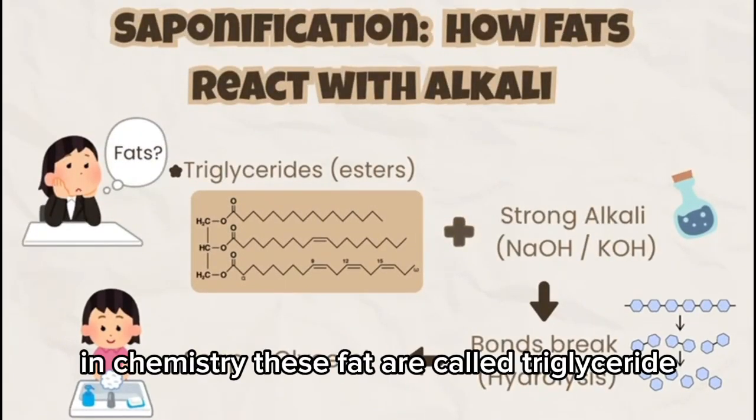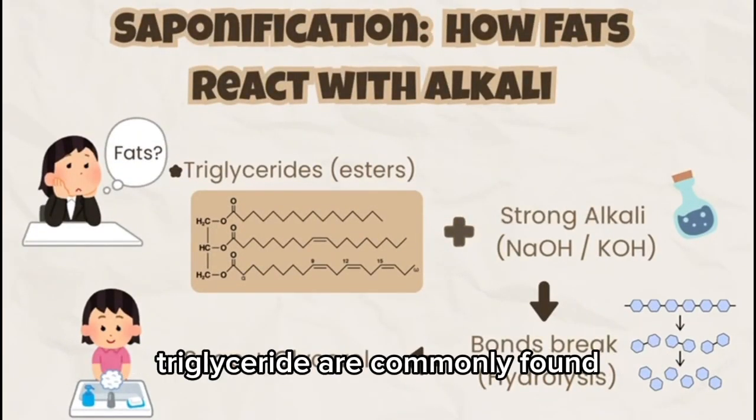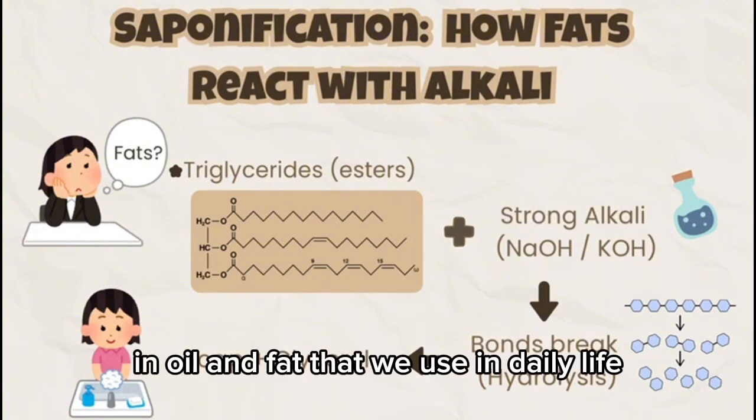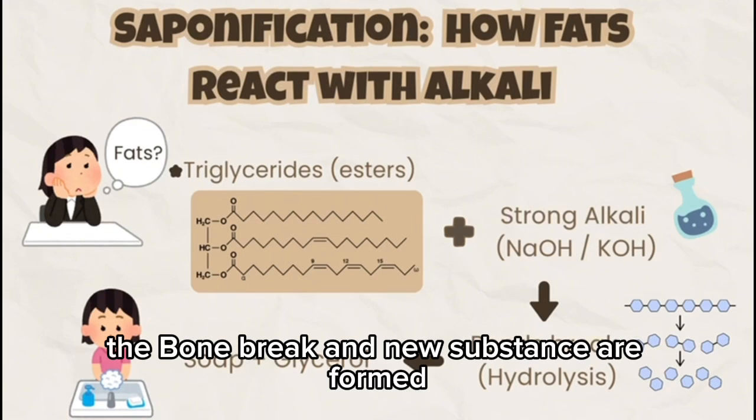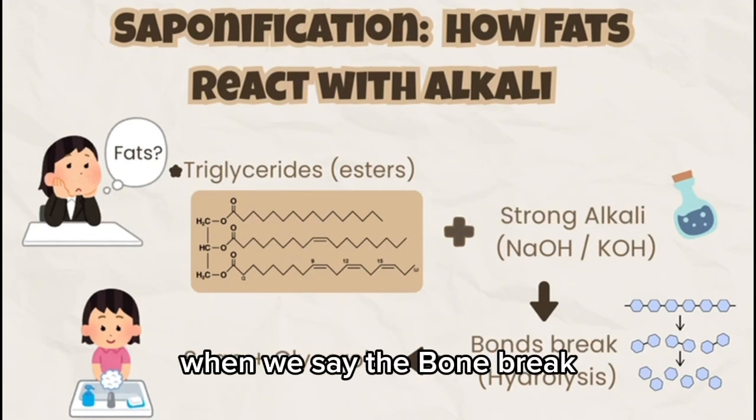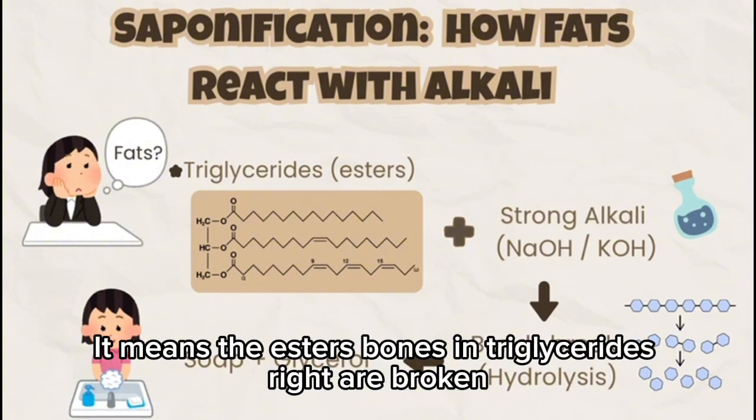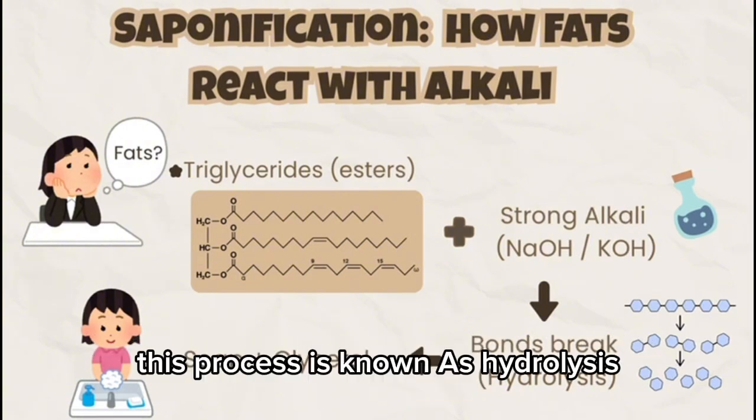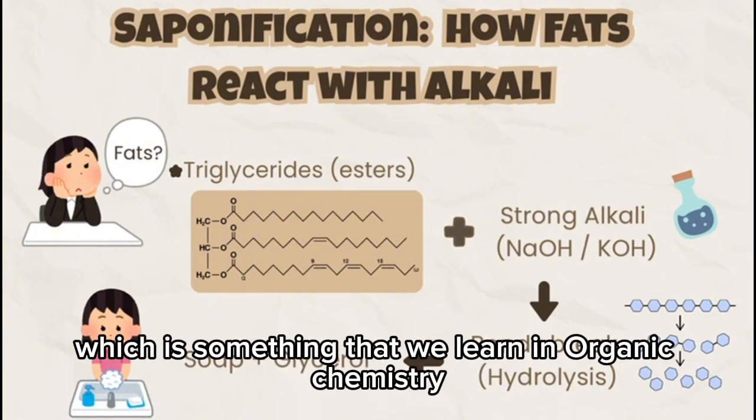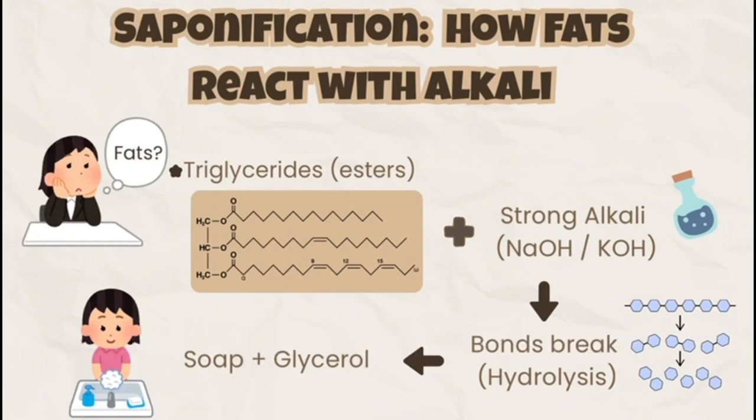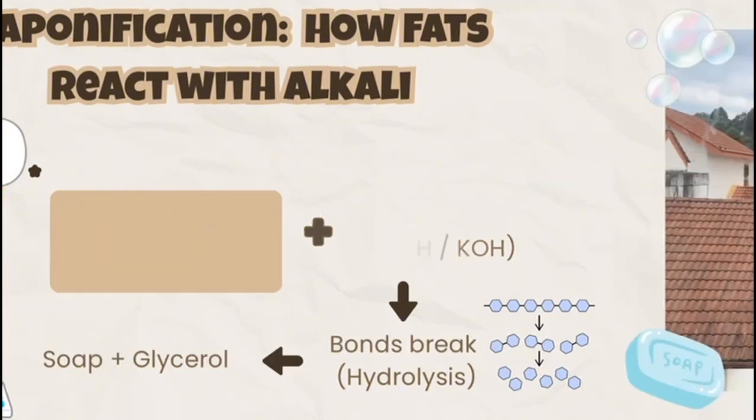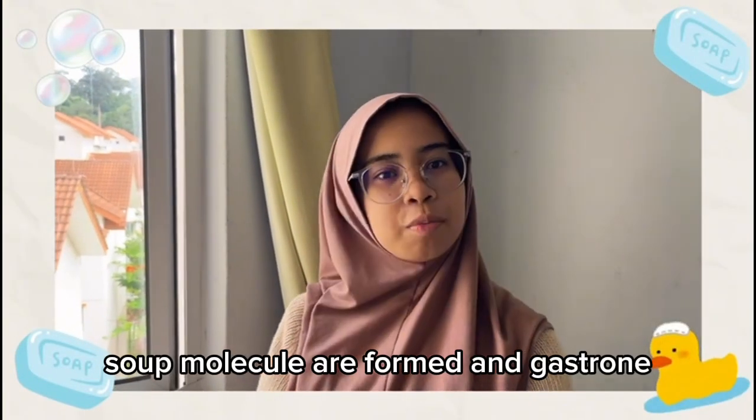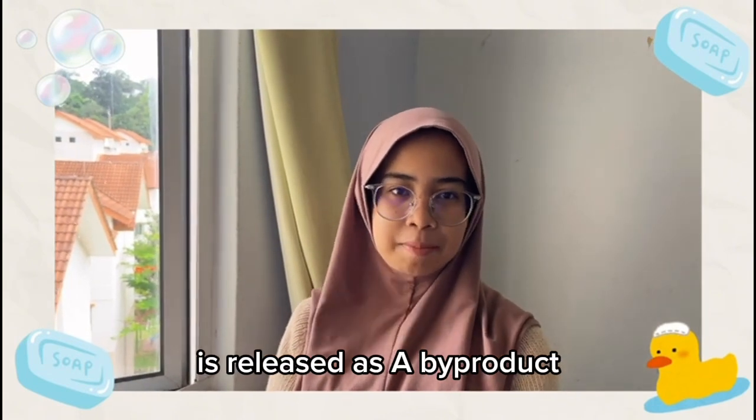In chemistry, these fats are called triglycerides. Triglycerides are commonly found in oil and fat that we use in daily life. When triglycerides react with an alkali, the bonds break and new substances are formed. When we say the bonds break, it means the ester bonds in triglycerides are broken. This process is known as hydrolysis, which is something that we learn in organic chemistry, especially when studying esters. Since triglycerides are esters, saponification is actually a type of ester hydrolysis. As a result of the reaction, soap molecules are formed and glycerol is released as a byproduct.